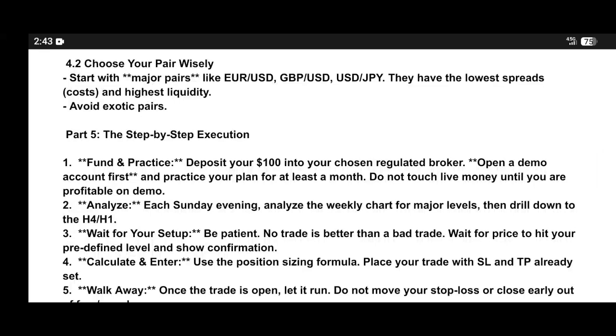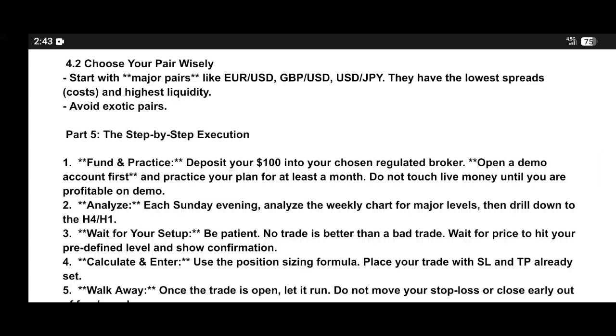Then number 2, analyze each Sunday evening. Analyze the weekly chart for a major level. Then trade down to the 4 hour or 1 hour for your entry. Then number 3 is wait for your setup. Be patient. No trade is better than a bad trade. Wait for the price to hit your predefined level and show confirmation.